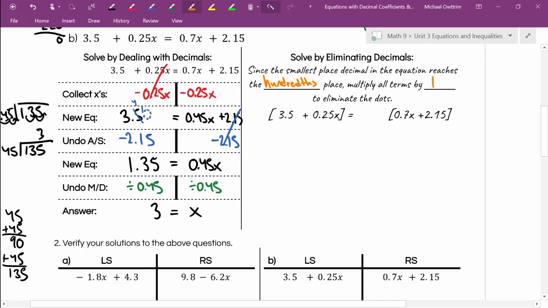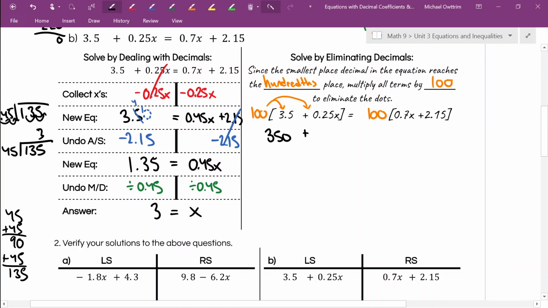And so we need to multiply all terms by 100 to eliminate all of the dots. So let's go ahead and multiply this side of the equation by 100 and this side of the equation by 100 as well. Remember to distribute that into all the terms. So 100 times 3.5 is going to give us 350.